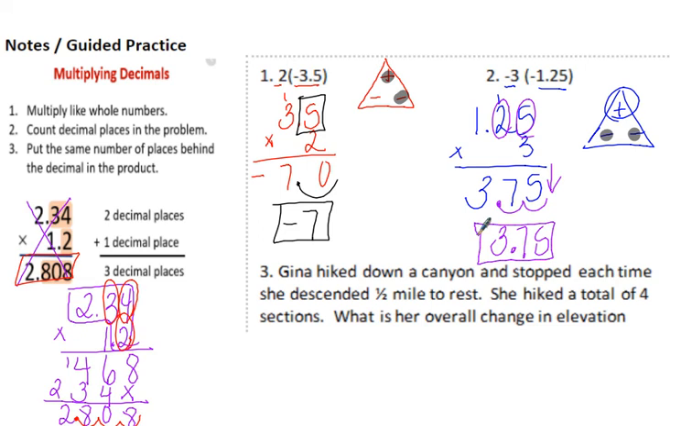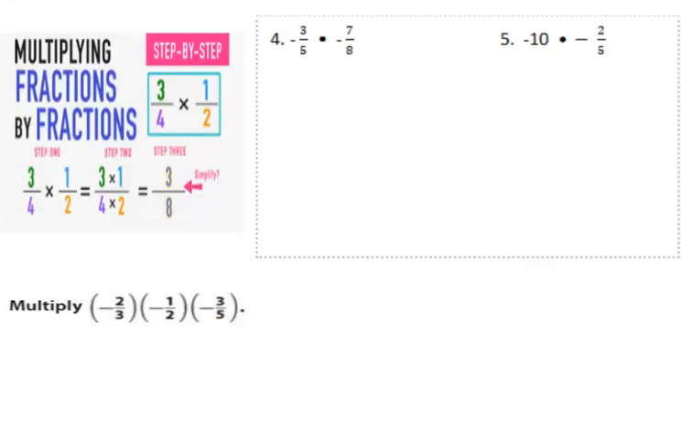Number 3, Gina hiked down a canyon and stopped each time she descended 1/2 mile to rest. She hiked a total of 4 sections. What is her overall change in elevation? So this is actually a fraction problem that we're going to come back to as Cervantes teaches you multiplication of fractions. Cervantes, you are up.